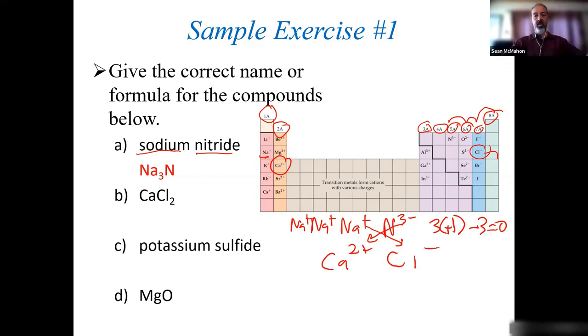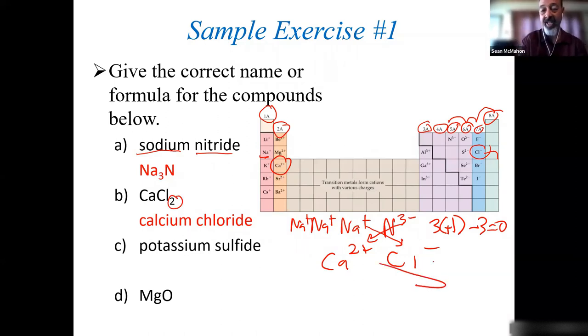What am I going to do? Crisscross. Oh, I already did it. It's right there. But yeah, so this is a mix. That would show you how to get the formula if I gave you the name, calcium chloride. Sorry, I got a little goofy right there. We'll do a potassium fluoride or sulfide.